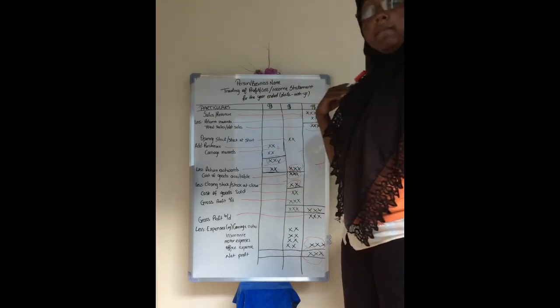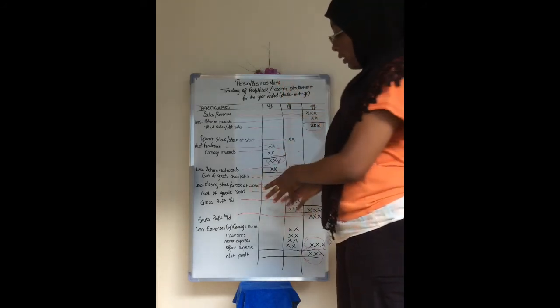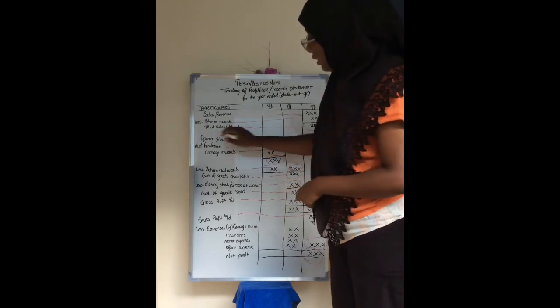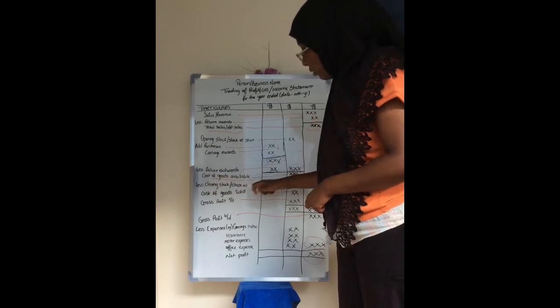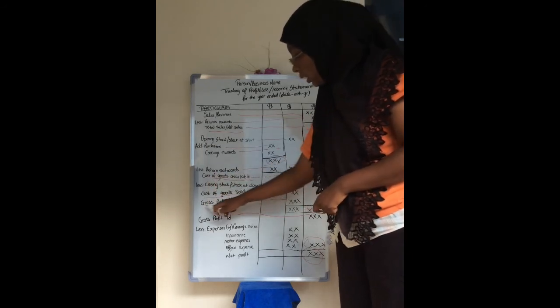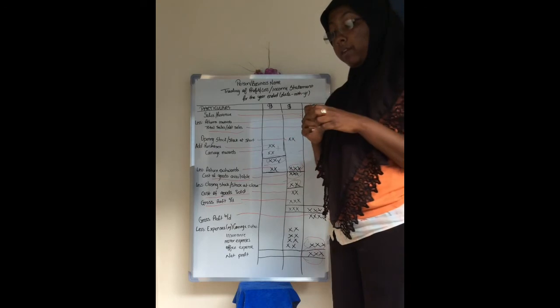I hope you understand. We'll write the regular formulas for your total sales, cost of goods available, cost of goods sold, and gross profit. I'll write those formulas after the end of this video.